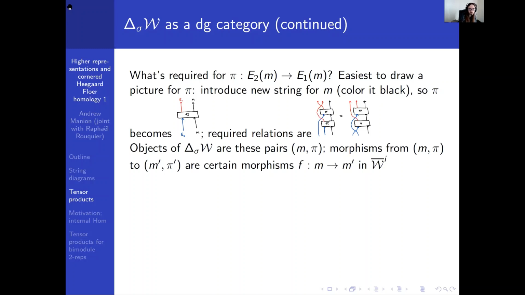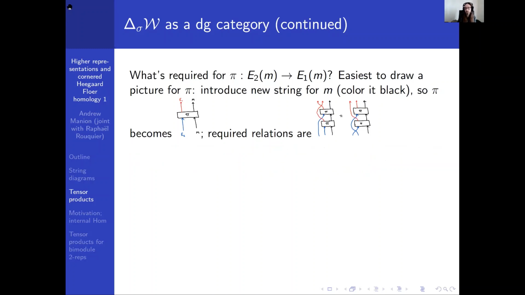So objects are these pairs M comma pi, and then I guess I should say, yeah, if you have questions, feel free to stop me. I want to try to go fast, but I don't want to be completely.